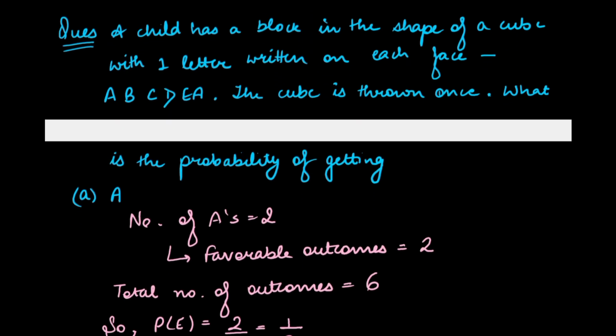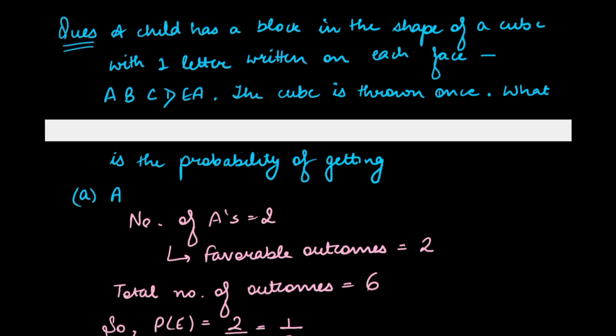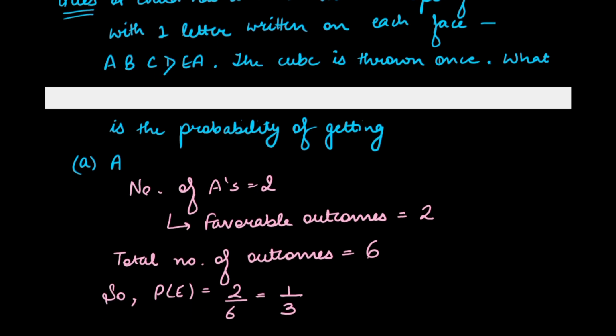Next question. A child has a block in the shape of a cube with one letter written on each face: A, B, C, D, E and A. The cube is thrown once. What is the probability of getting an A? It is a simple question, like we have a dice that has 6 faces on it. Here also we have a cube that has 6 faces on it. But instead of 1, 2, 3, 4, 5, 6 as there is in a dice, here it is written A, B, C, D, E and A. So we need to find the probability of getting an A.